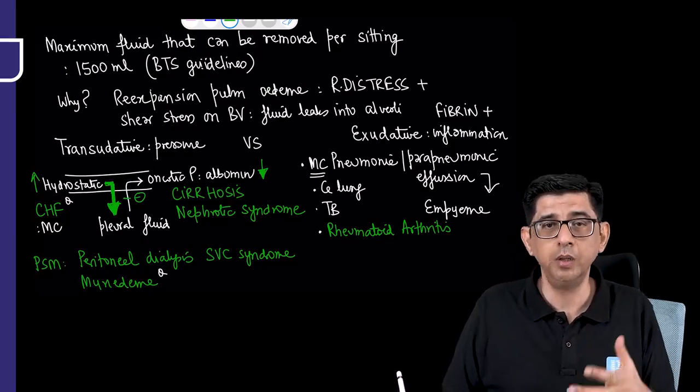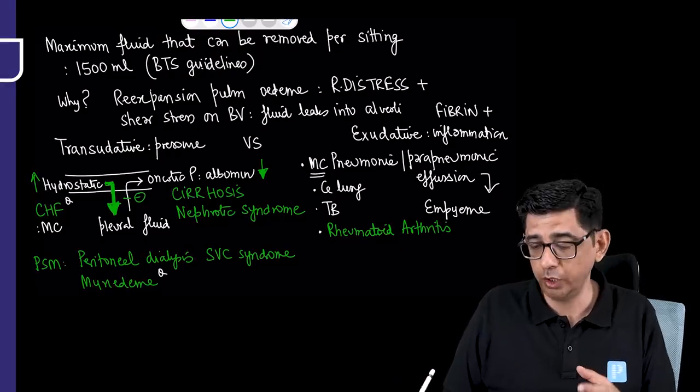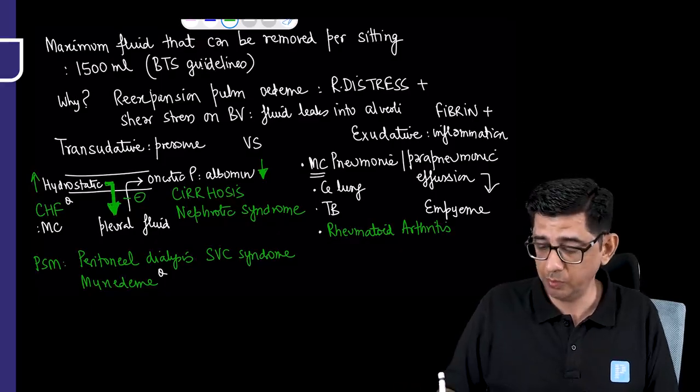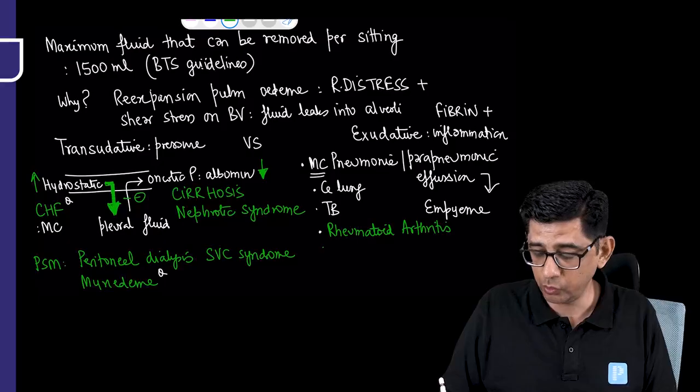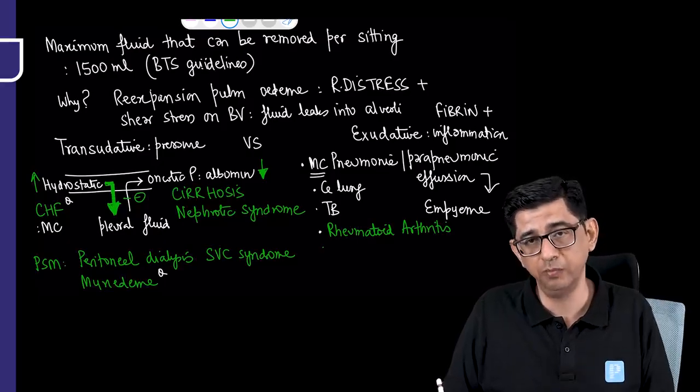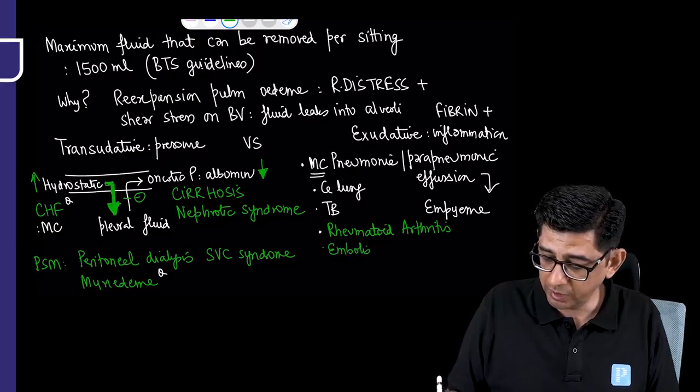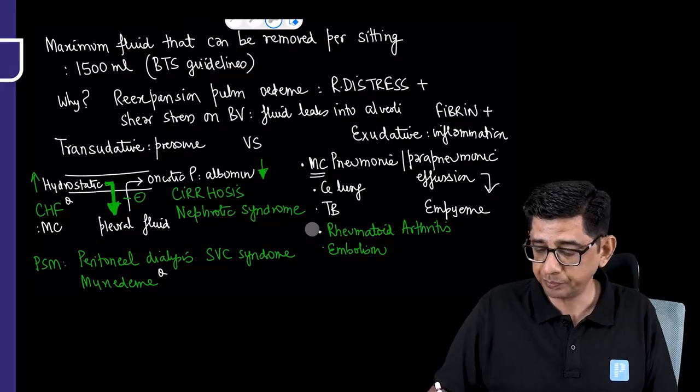So that autoimmunity means inflammation, and therefore these nodules will break down to produce an exudative pleural effusion. So remember, rheumatoid arthritis should be remembered as an exudative pleural effusion. The next cause to be remembered is pulmonary embolism. Very neglected fact, in fact, most of the time.